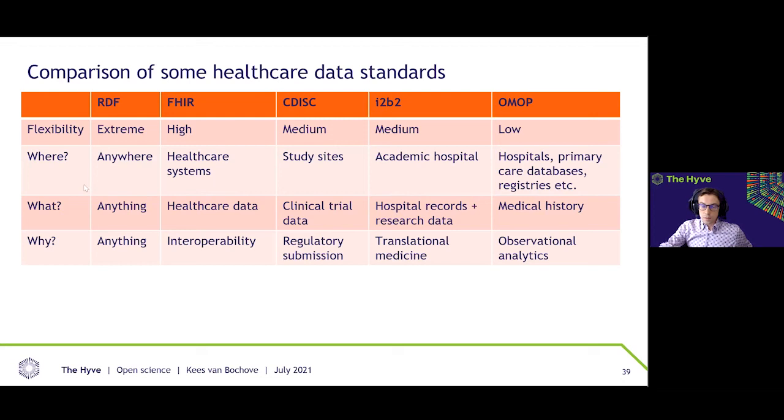Then there's the question of what do we have? What is the type of data that's in there? And OMOP would be great for, as I showed, trying to estimate the risk of taking ACE inhibitors, but it's never going to tell you that SARS-CoV-2 binds to the ACE2 receptor. You need a different type of database for that.